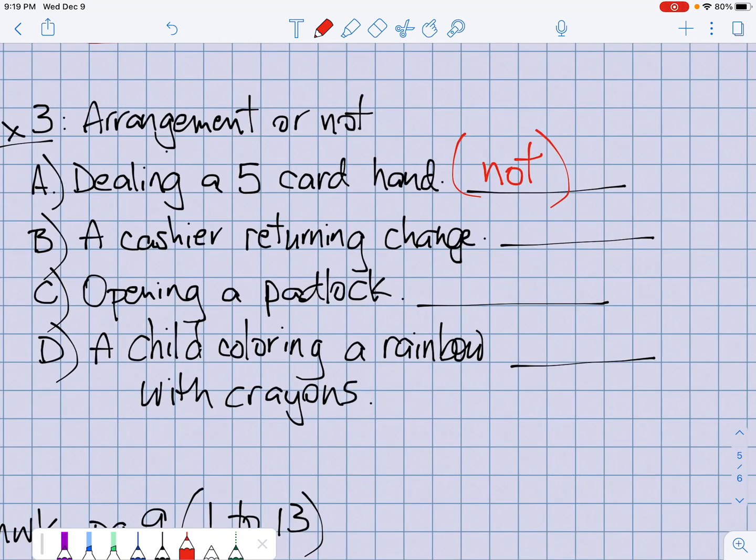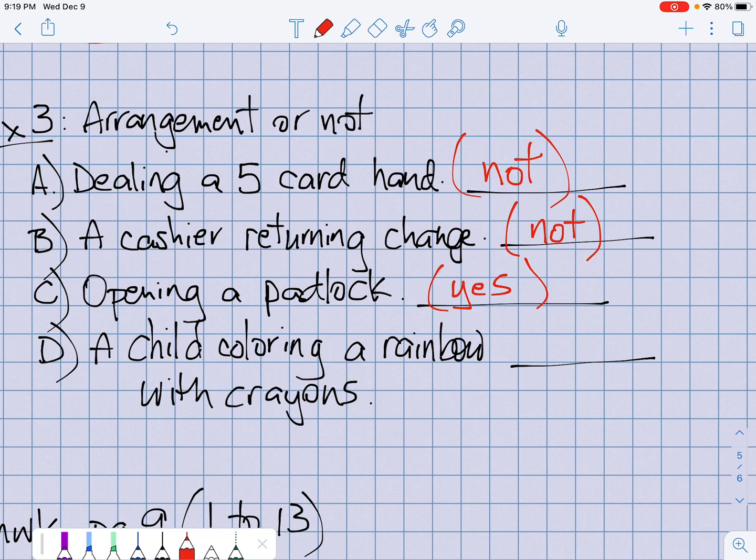How about a cashier returning change? You go buy something, you pay with a big bill, and she gives you some change back. Does it matter? And most of us will say, no, it's not a big deal how you get your change back as long as you get the right change back. Now again, some people say, well, you got to get the coins first, right? And then the bills afterwards, or the bill first, and then the money afterwards, whatever. I'm not going to get into that, but most of us will say it's not a big deal. What about opening a padlock? Well, when you put the numbers in, if you put them out of order, that's going to be a problem. That is a big deal.